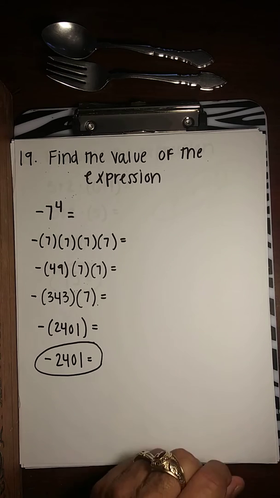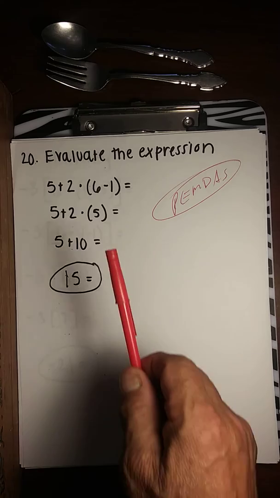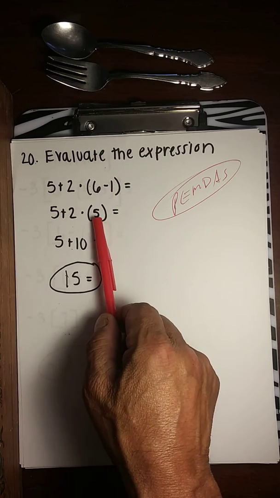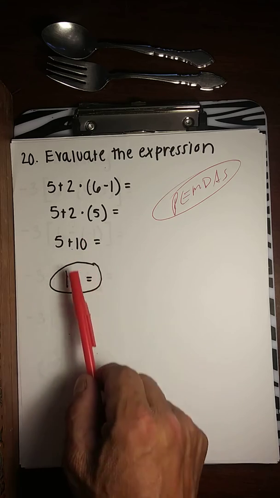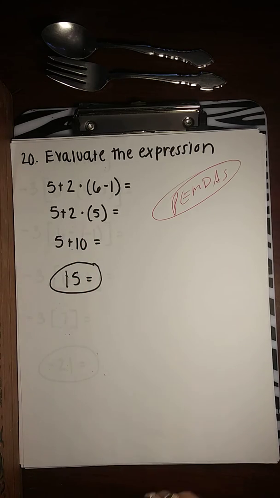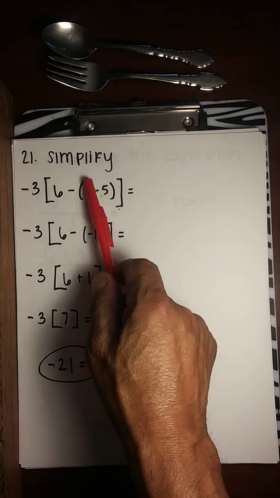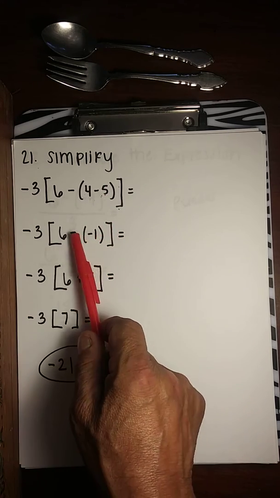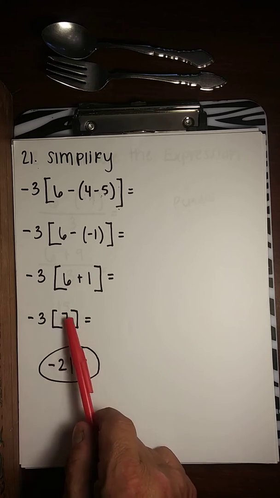Evaluate, find the value of the expression. Order of operations, sure, PEMDAS. 6 minus 1, do that first, parentheses, 5. Multiplication, 2 times 5 is 10. 5 and 10 is 50, in that order. Simplify. 4 minus 5 is negative 1. A negative negative is a positive 1. 6 plus 1 is 7. Negative 3 times 7 is negative 21.